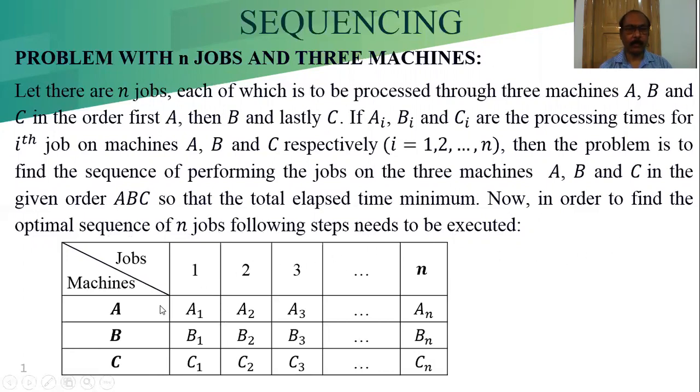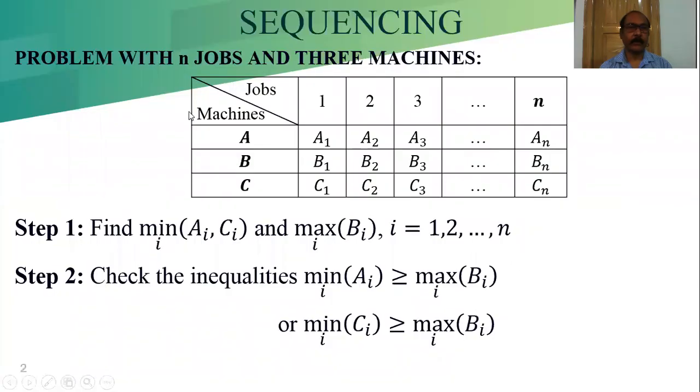Before the execution of the following steps, we have to convert the three machines to two machines. Before that, we need some checking. If that criteria is satisfied, then only we can convert the three machines to two machines. Then we can find out the job sequence in which order it will be performed through the three machines. This is the given table. From that, first we have to check.